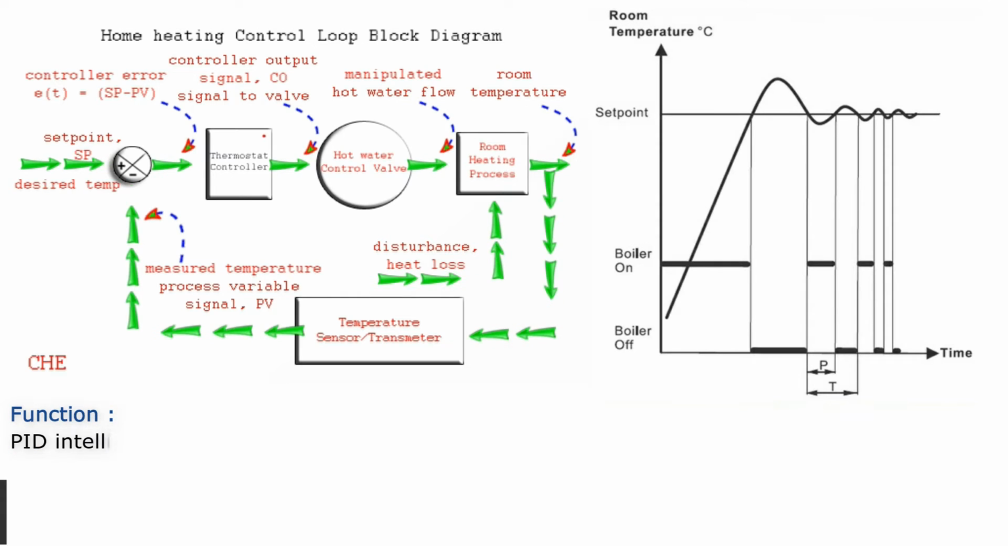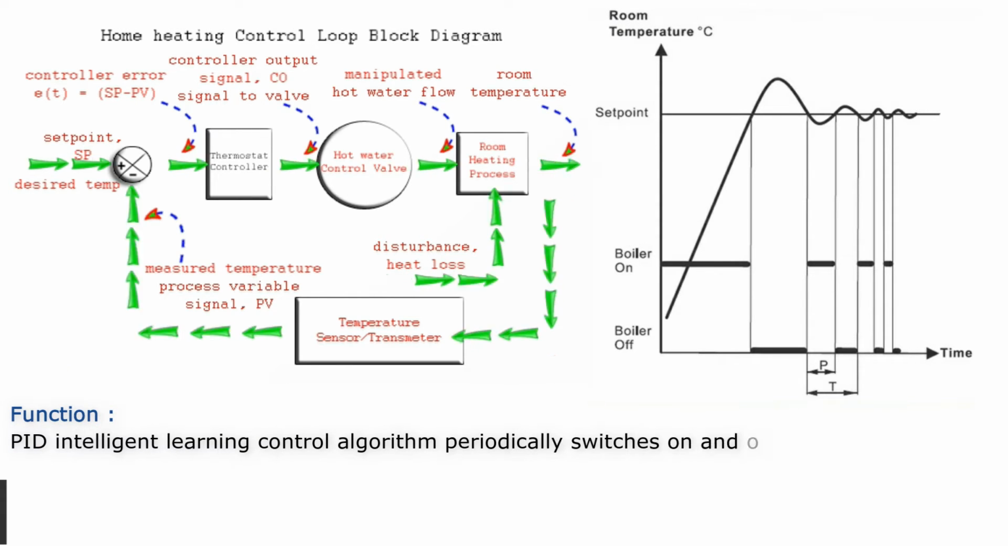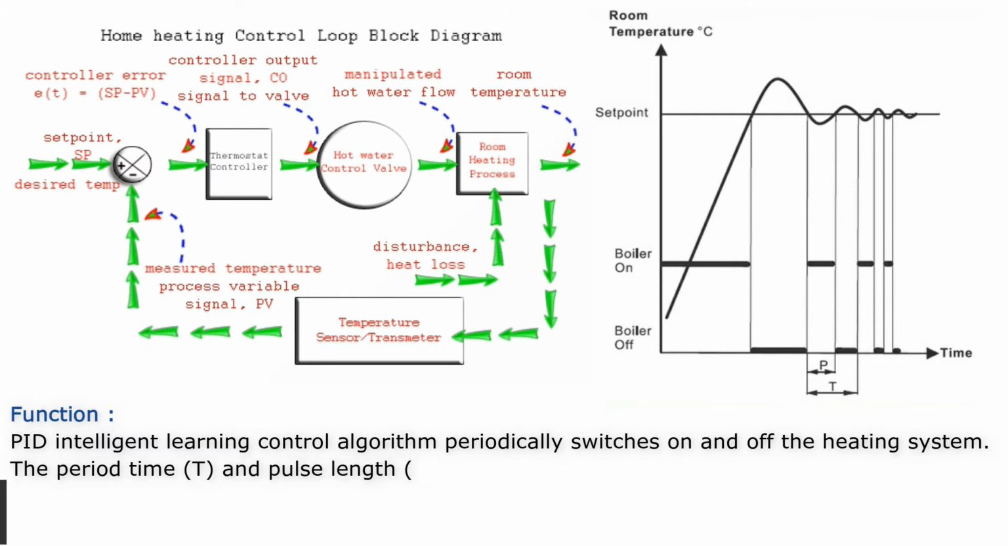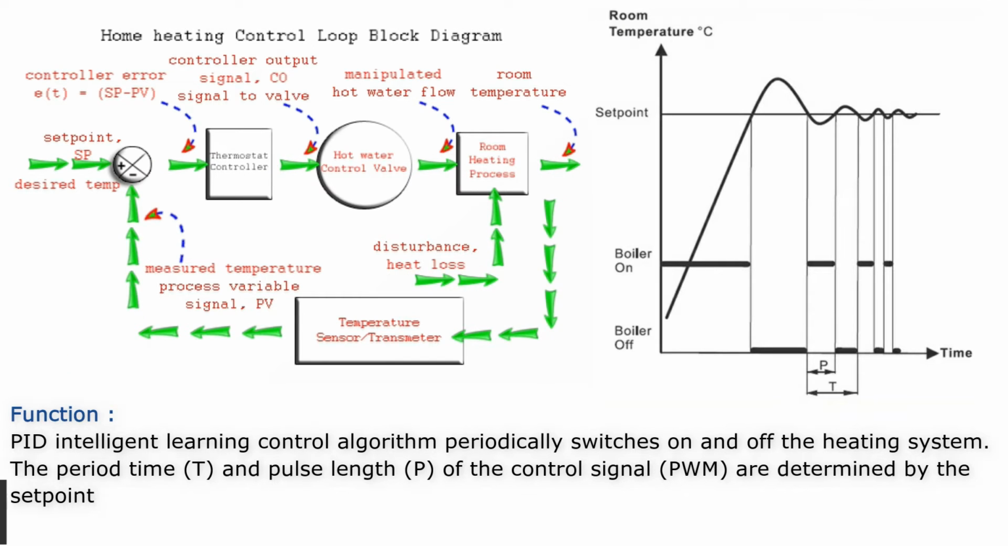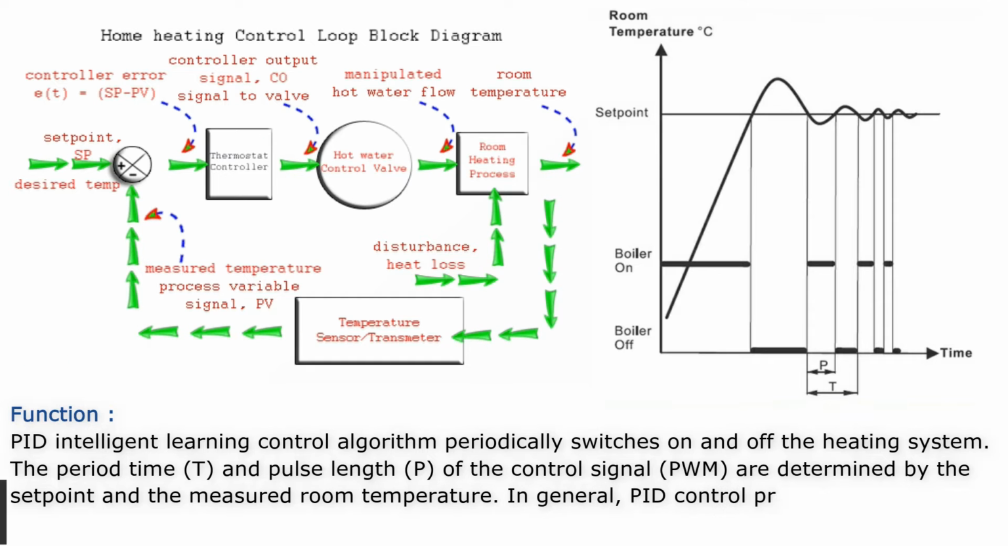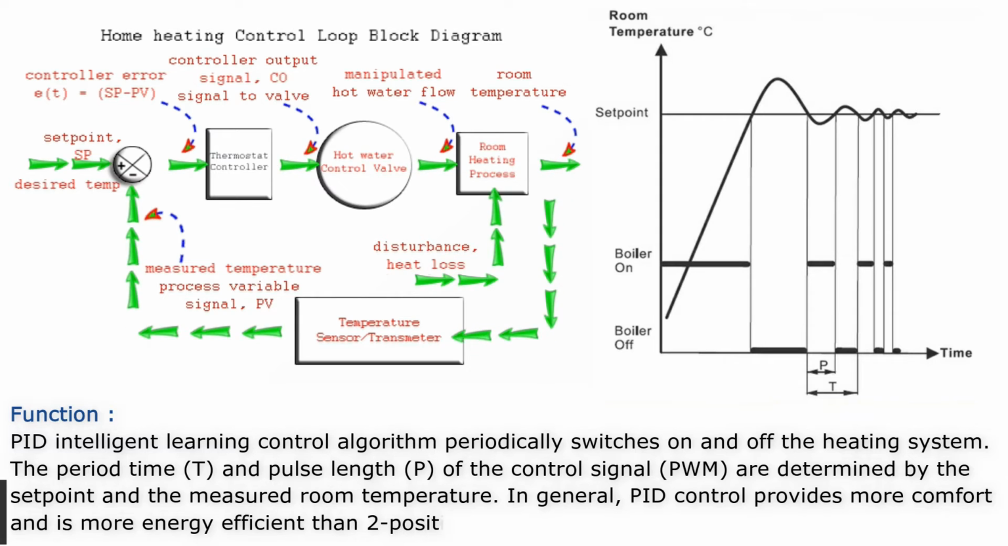The PID intelligent learning control algorithm periodically switches the heating system on and off. The period time, T, and pulse length, P, of the control signal, PWM, are determined by the set point and the measured room temperature. In general, PID control provides more comfort and is more energy efficient than 2-position control.